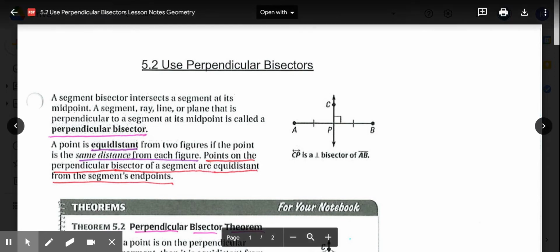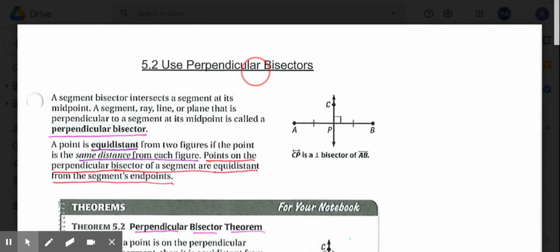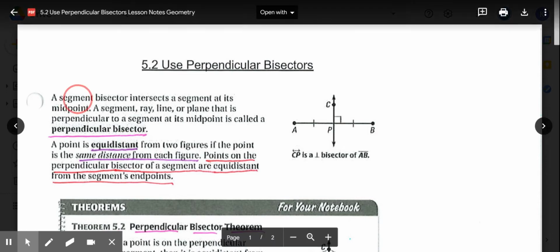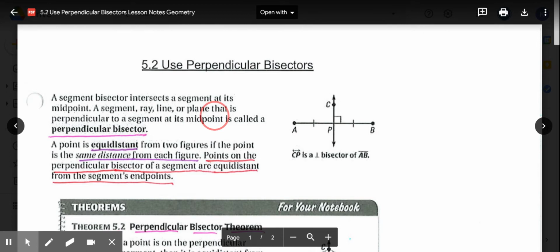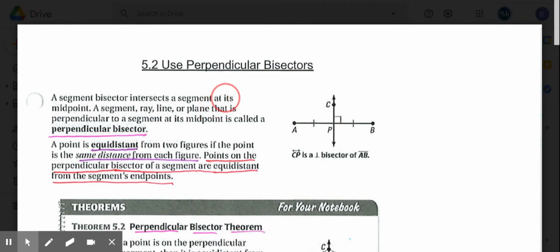So if we break down just the title before we worry about the definition here, we know perpendicular lines cross at 90 degrees or meet at 90 degrees. And a bisector means to cut something perfectly in half. So we know it will be something crossing at 90 degrees, cutting something perfectly in half. So the definition of a segment bisector is that a segment bisector intersects a segment at its midpoint.